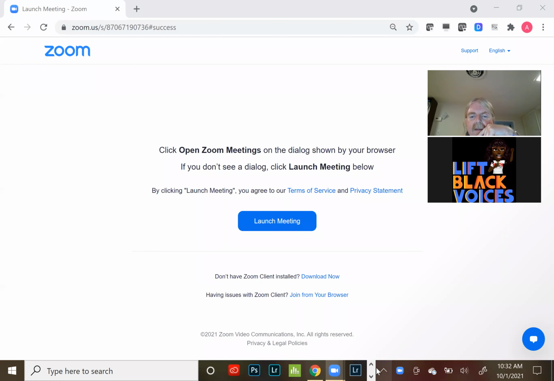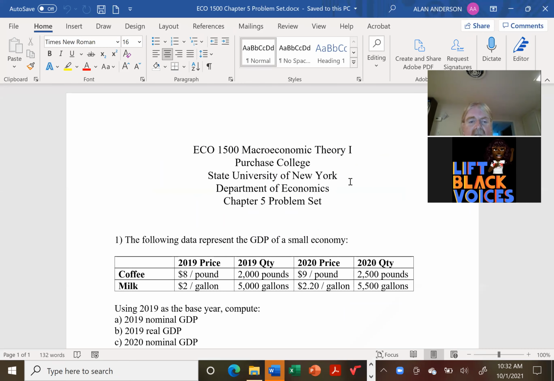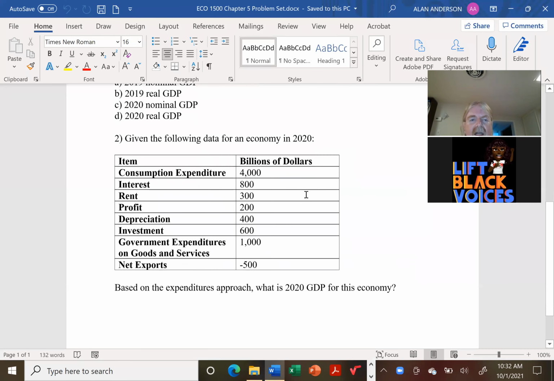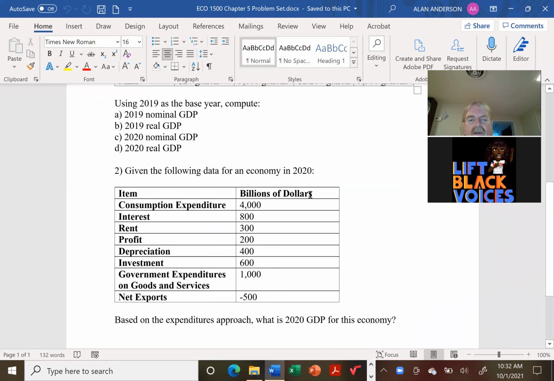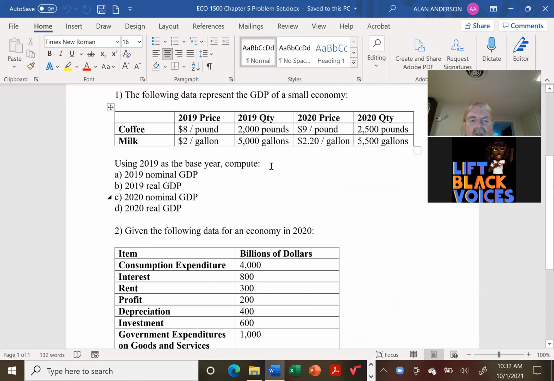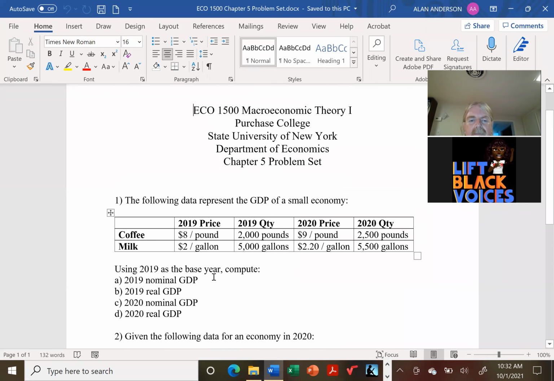Okay, so today what we'd like to do is go over this problem set for chapter five, which is about nominal and real GDP. And then the second one, we're basically trying to calculate GDP based on the data that we're given. All right, so let's take a look at this.